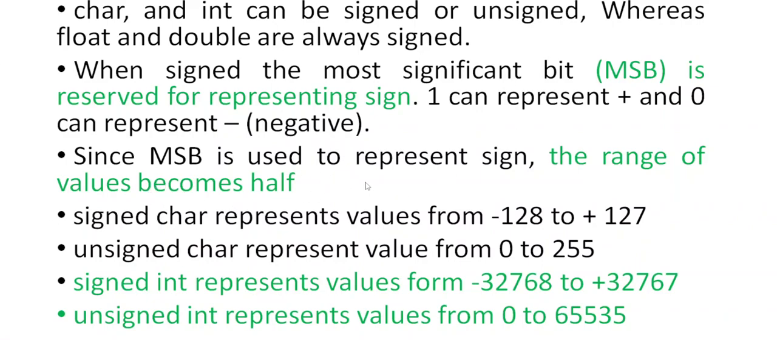If you go with signed values, the range of values becomes approximately half. Signed char can take the values from -128 to +127, whereas unsigned char takes the values from 0 to 255. Signed int takes the values from -32768 to +32767, whereas unsigned int takes the values from 0 to 65535. You can see approximately half, because one bit goes to the MSB.